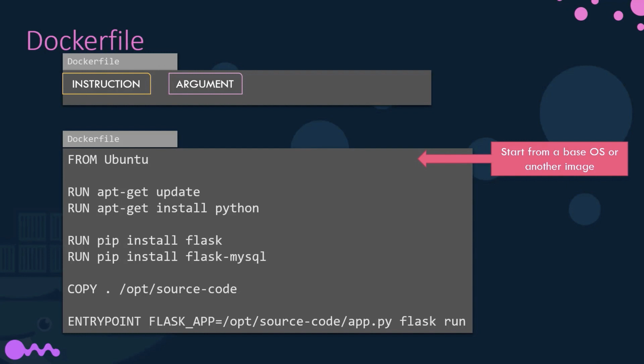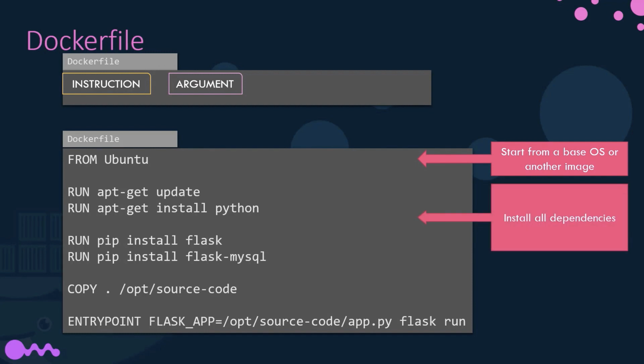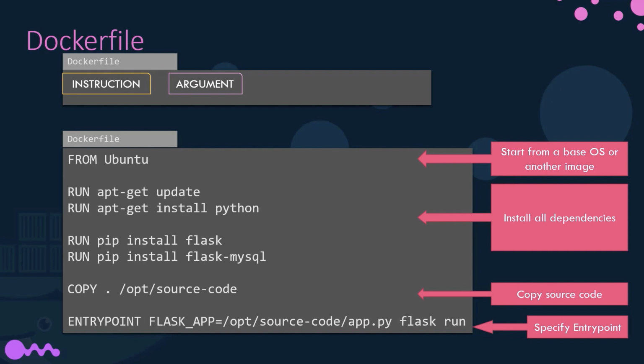The RUN instruction instructs Docker to run a particular command on those base images. So at this point, Docker runs the apt-get update command to fetch the updated packages and installs required dependencies on the image. Then the COPY instruction copies files from the local system onto the Docker image. In this case, the source code of our application is in the current folder, and I'll be copying it over to the location /opt/source-code inside the Docker image. And finally, ENTRYPOINT allows us to specify a command that will be run when the image is run as a container.